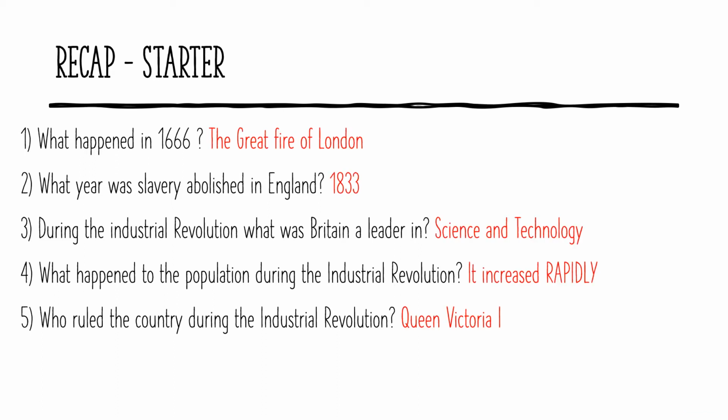Let's see how you got on. So the Great Fire of London was in 1666. 1833 was the year that slavery was abolished in England. Science and technology was what Britain was a leader in during the Industrial Revolution. The population increased rapidly, or just if you had increased is fine. And who ruled the country during the Industrial Revolution? It was Queen Victoria I, hence the Victorian period.